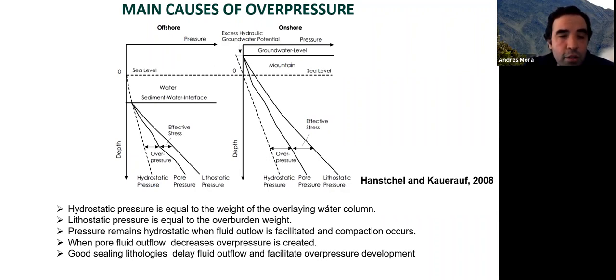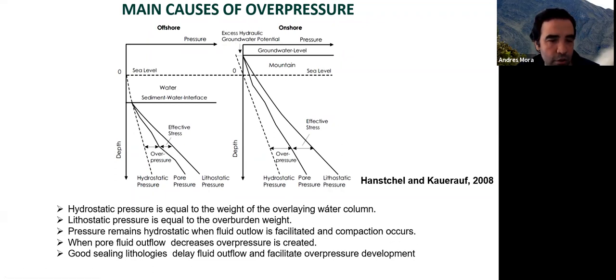And we know that pressure in a subsurface system remains hydrostatic when the fluids within the system are allowed to flow, and then when compaction occurs, we don't have overpressure. But when the fluid outflow is impeded or delayed, then our pressure increases. And then we have this second trend, the tendency of pressures to go closer to the lithostatic pressure, and even more importantly, if they go close to the fracture pressure, the fracture gradient. The difference between both is called the effective stress.